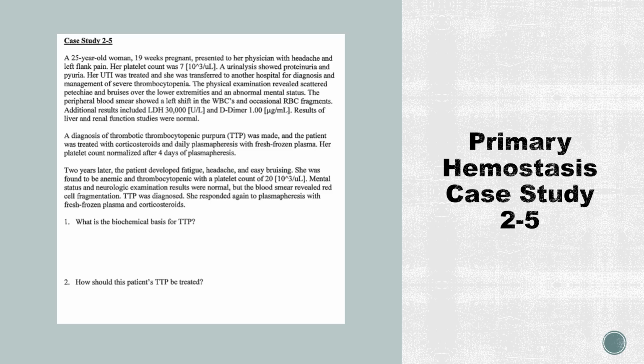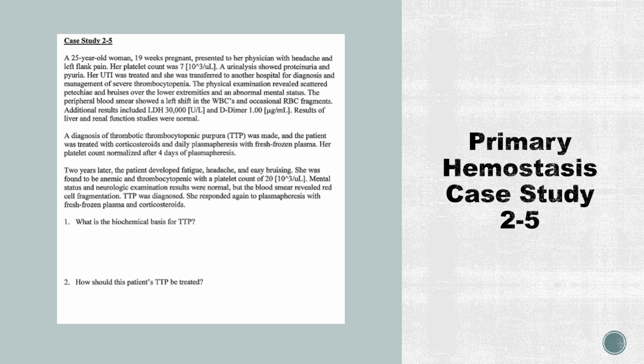A diagnosis of thrombotic thrombocytopenic purpura, also known as TTP, was made, and the patient was treated with corticosteroids and daily plasmapheresis with fresh frozen plasma. Her platelet count normalized after 4 days of plasmapheresis.